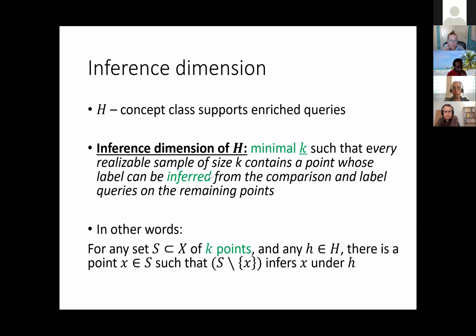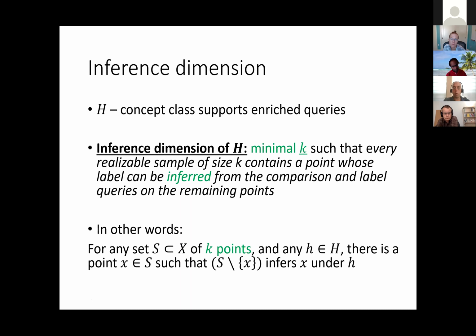So maybe with some more notation, for every set S in my data set of K points, and every classifier that I could potentially have in my classifier set, there is some point in S such that the remaining points in S infer this last point under H. Note that this is sort of like a non-deterministic guarantee. So I'm not saying that I'm allowed to know this, or that I can figure this point out efficiently. I'm saying, given this set of K points, do all the queries you want. At the end, there is one point I can remove from the set because I can infer its label from the other queries, labels and comparisons on this set S.